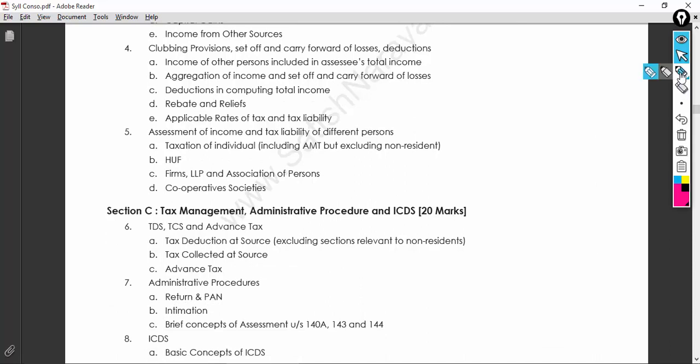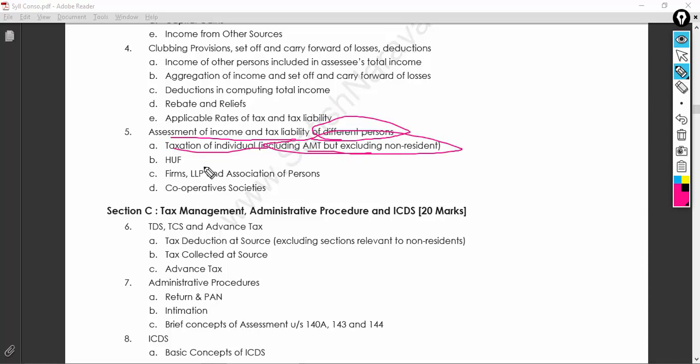Okay, similarly, I will not take much time because the video will become lengthy. You need to know about the assessment of income and tax liability of different persons, that is, taxation of individuals including AMT, but excluding non-residents. Alternate minimum tax, I believe, and HUF should be understood. Firms, LLP, association of persons, and cooperative societies should also be understood from a taxation point of view.